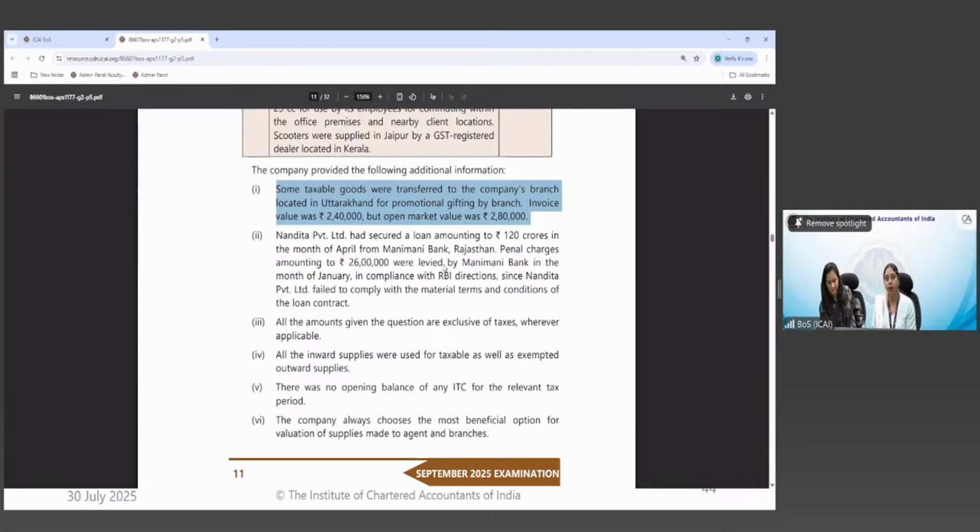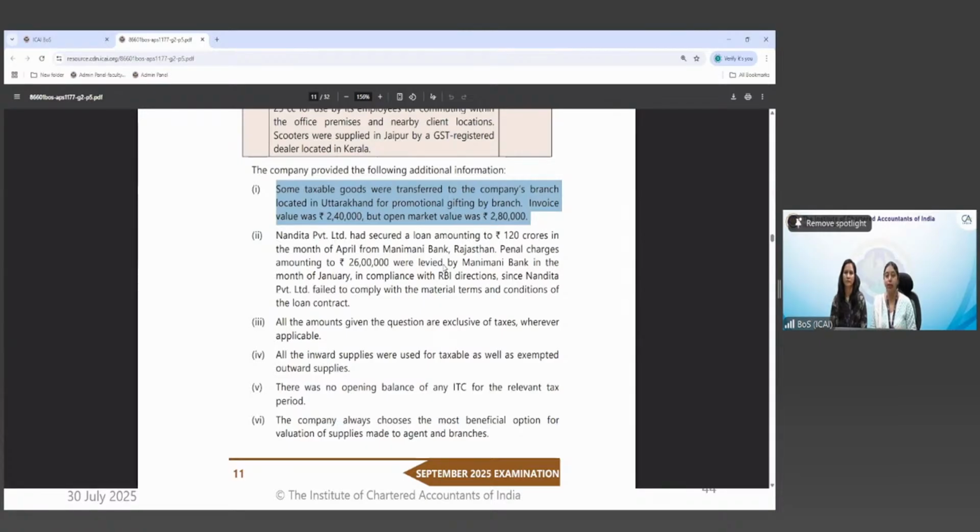A circular has recently been issued, in continuation of Circular 178, which clarified all the points regarding liquidated damages and penal charges. Any amount charged for breach of the contract is not a consideration. The same principle applies here, that these are penal charges. So penal charges, no GST. You're right, Prashant, GST cannot be levied on penal charges because they are not a consideration.